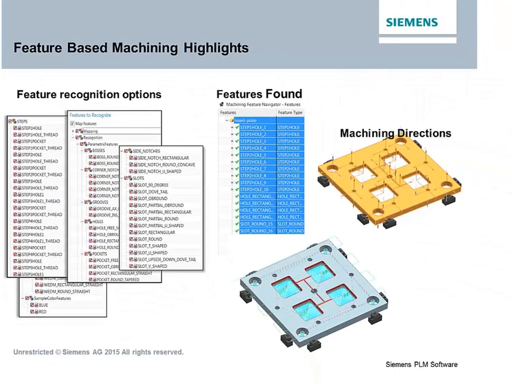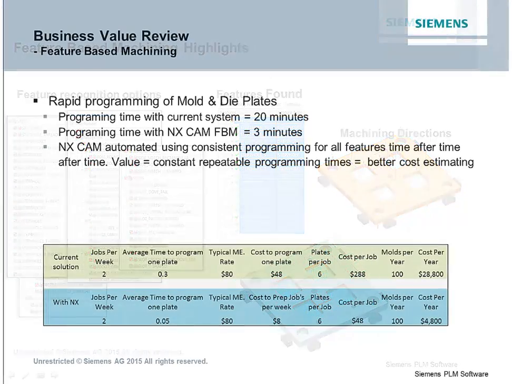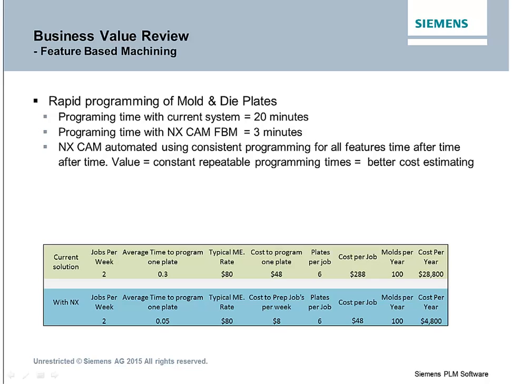And once again, let's go back and review the things we had just seen, how quick and fast that really was. We were in there maybe 3 minutes total time doing the whole setup on that part and machining it. So as we take a look at the business value review for feature-based machining, we can see the rapid programming for mold and die plates. These are the factors from your pain points, that your current system is taking over 20 minutes to program the plate work per plate. And we look at doing, as you just saw in an example with feature-based CAM, we reduce that to 3 minutes. That's almost a 6 times reduction in programming time.